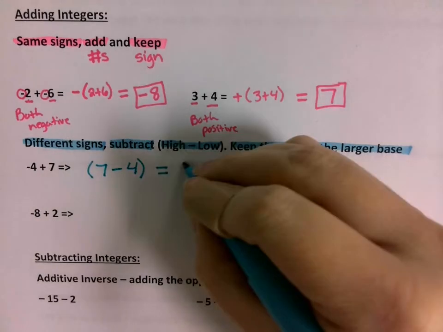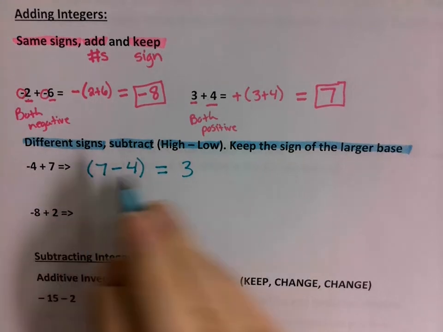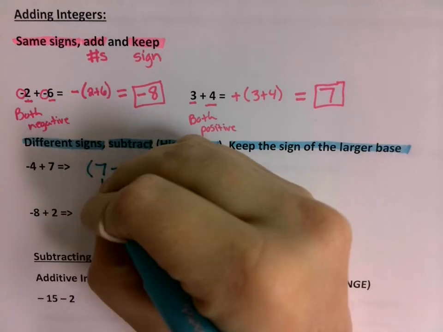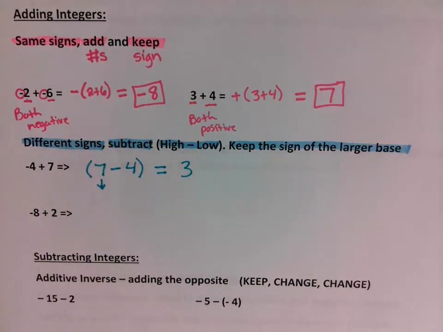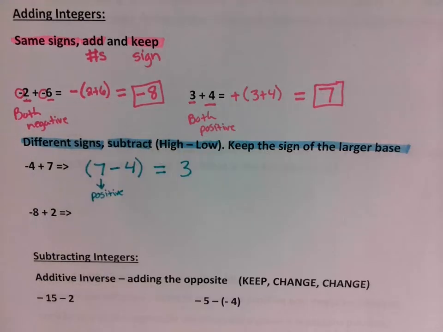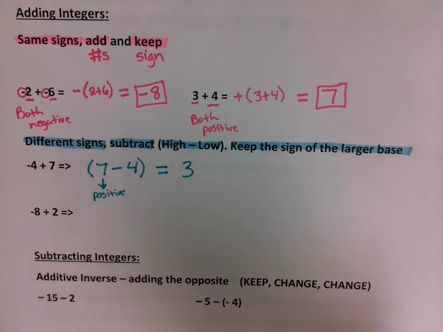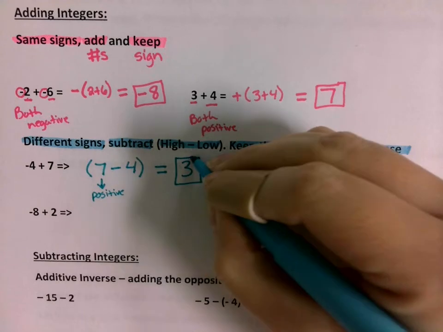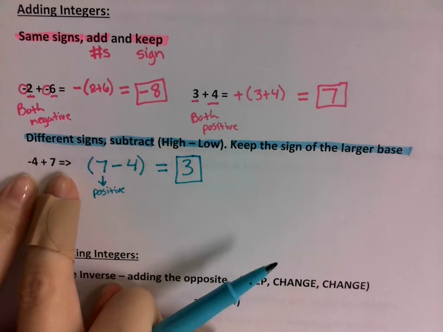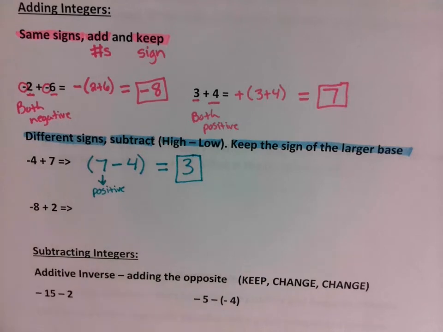Now, 7 was my higher base, right? It says whatever's the larger base, that's the sign that you're going to keep. Was 7 positive or negative? That was a positive number, so that means my 3 is going to stay a positive number. So when you are adding signs that are different, it's really subtraction. You're just going to subtract like normal, and then whatever base is largest, you keep that sign as your answer.